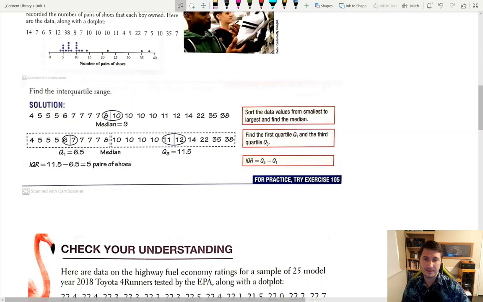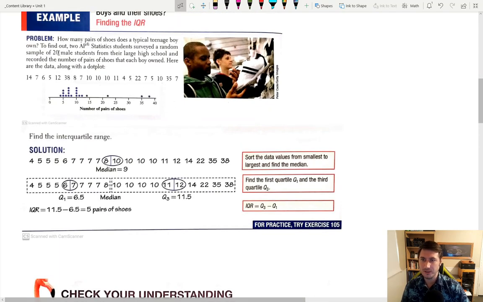Once you do that, the median is really easy to find. We asked 20 male students, so we have 10 numbers on the left and 10 numbers on the right. Because that's even, there is no number in the middle, and so we have to find the number between 8 and 10, which is easy, it's 9. All right, so that's the median.